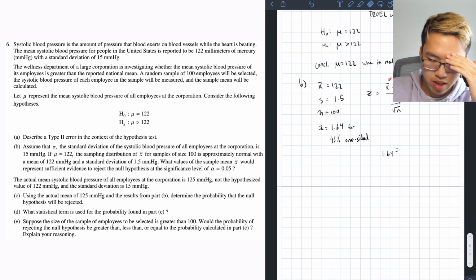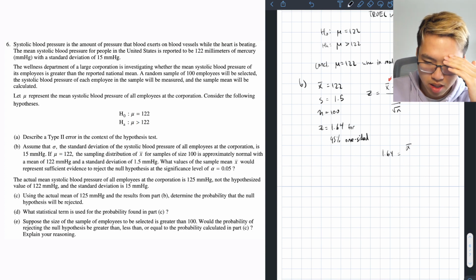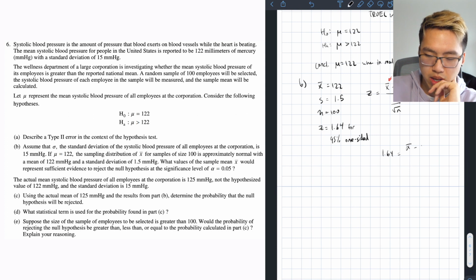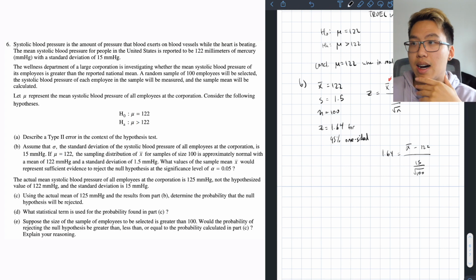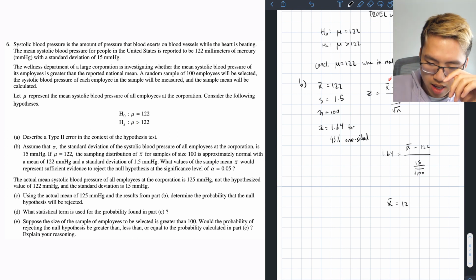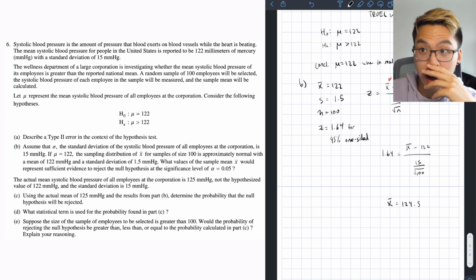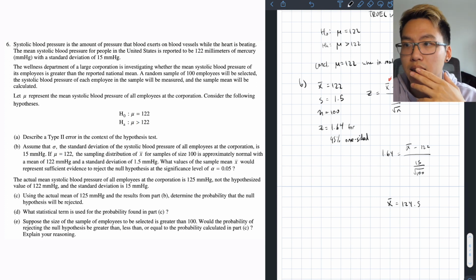So 1.64 equals x bar, which we don't know, minus this would be the population mean of 122, divided by our sigma, which was given to be 15, all over the square root of 100. And I'm going to fast forward through the math. So we end up getting x bar equals 124.5.